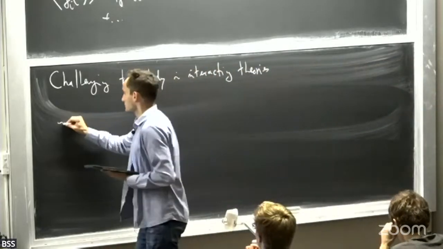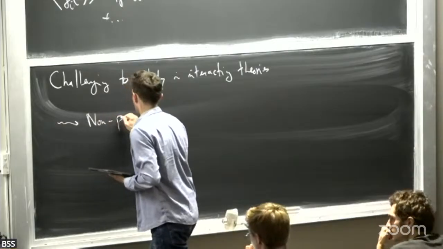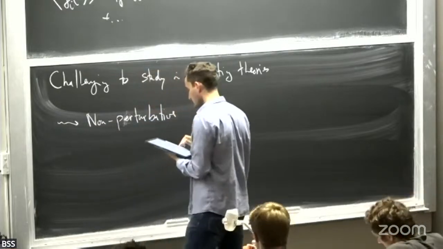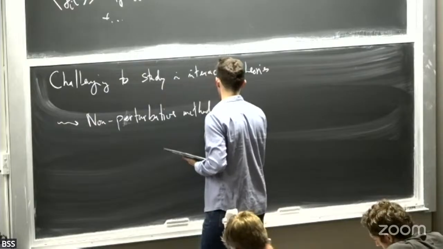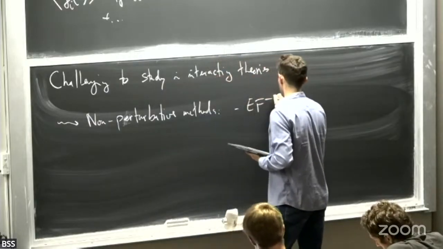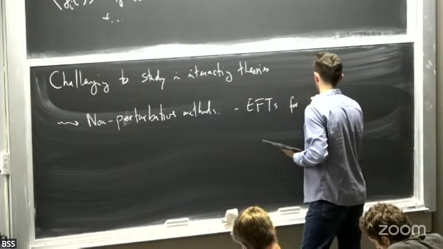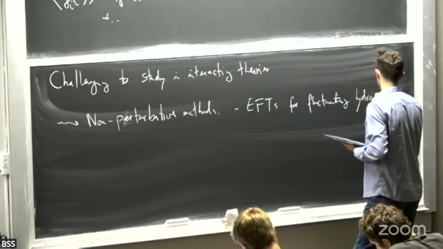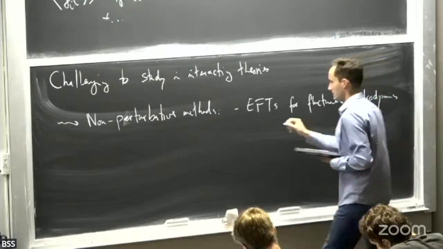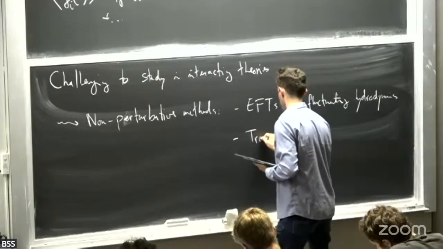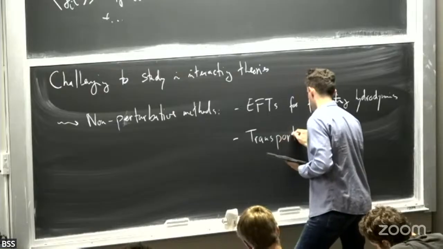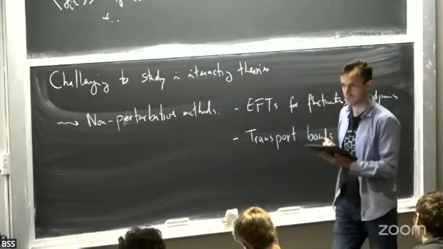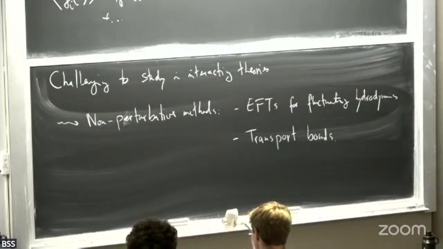And so the point of these lectures will be to develop non-perturbative methods to study these objects. Okay, and in particular, we'll study effective field theories for fluctuating hydrodynamics. And in the last lecture, we'll talk about universal transport bounds, that are obtained regardless of microscopics. So that's where we're going. Any questions?